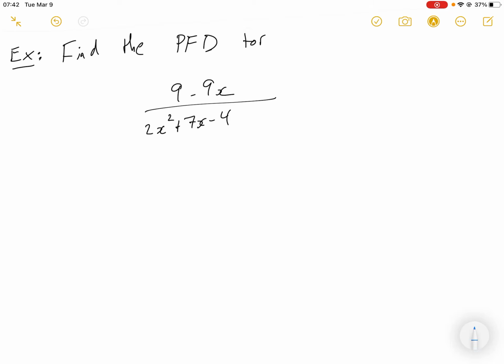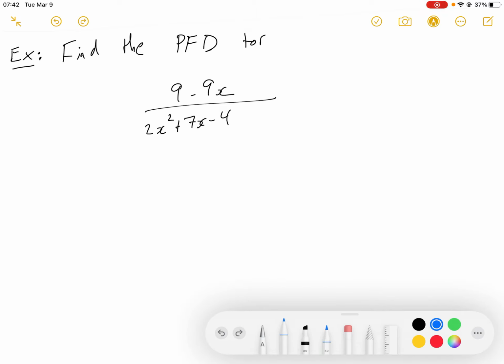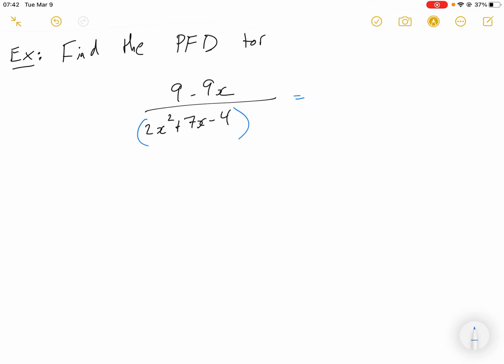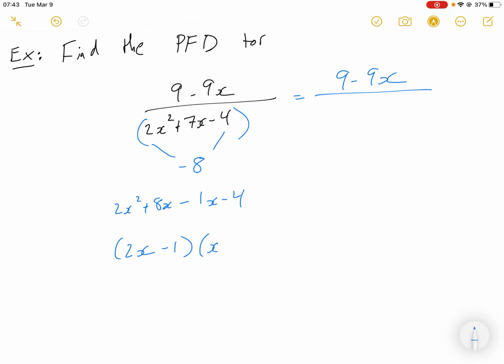All right, so once again, we know that the final answer is going to be a over something and b over something, but we don't know what those somethings are because we need to actually factor the denominator first. So that's going to be our first step, is to figure out what our linear factors are. So 2 times negative 4 would give me negative 8. 2x squared plus 8x minus 1x minus 4. And so then going from there, we should end up with 2x minus 1 and then x plus 4. Just double check that this works. Yep. And so then I now have factored it, and I now have my linear factors.